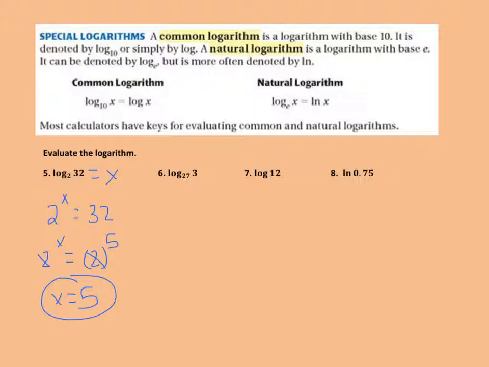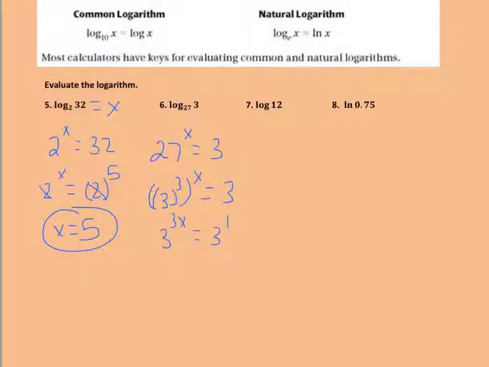So, here I would get 27 to the x equals 3. Well, isn't 3 to the 3rd 27? So I'd have 3 to the 3x equals 3 to the 1st. So then 3x equals 1, so x equals 1/3.